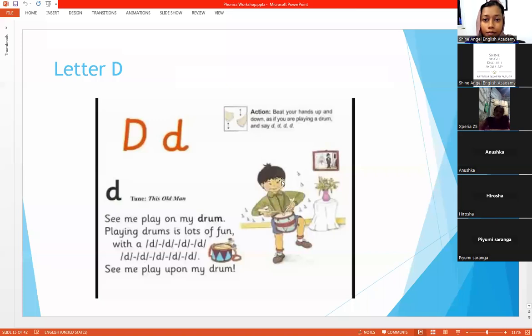So when you're introducing the letter D, you can have a really fun parade. You can have a parade activity in your class. You can also have a handwork activity making the drum, and it's fun, right?